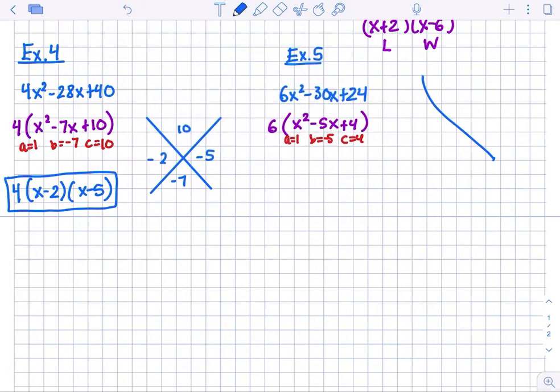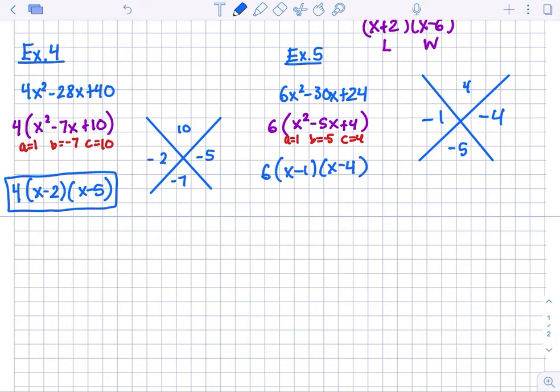Let's make an x method. A times C is going to be 1 times 4, which is 4. Our B value is -5. Two things that multiply to 4, but when added give you -5: -1 and -4. And since A is equal to 1 inside the parentheses, those are our factors. So we got 6. Don't forget the 6, you guys. x minus 1 and x minus 4. Again, just a nice review.